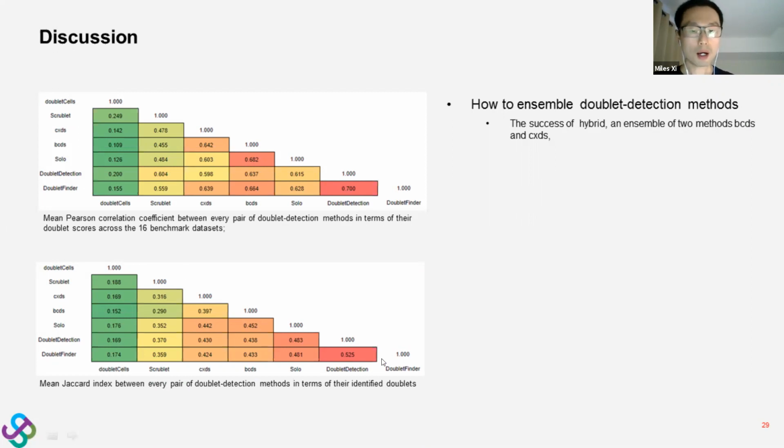And the second matrix is the intersection between two methods in terms of their identified doublets. So before we combine, we measure the similarity between doublet scores, and the second one, we compare the similarity between identified doublets. Okay, so still, you see doublet detection and doublet finder have the most overlap. They have the most overlapped identified doublets.